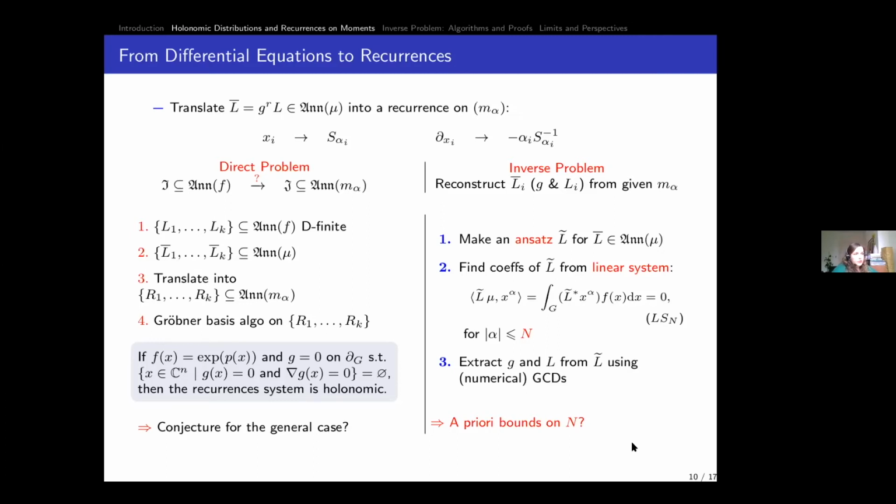So the question is now, can we always reconstruct both g and L correctly from solving this system? And can we give an a priori bound on the n that is sufficient such that this reconstruction is always correct, meaning that we obtain the actual operator, not some spurious solution?